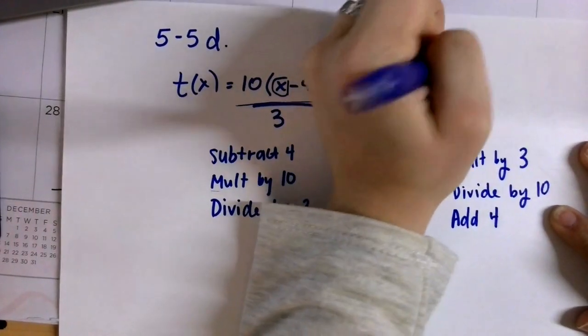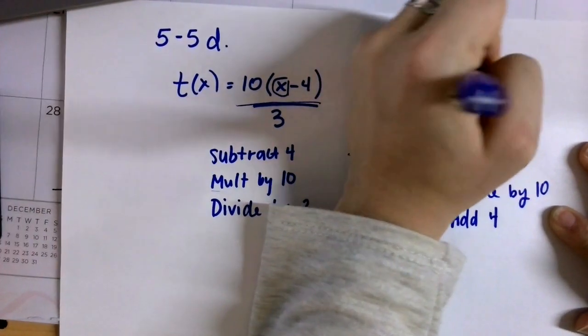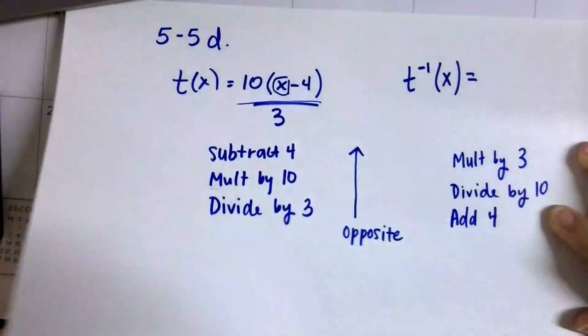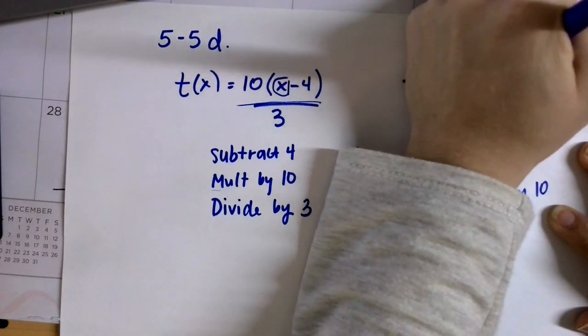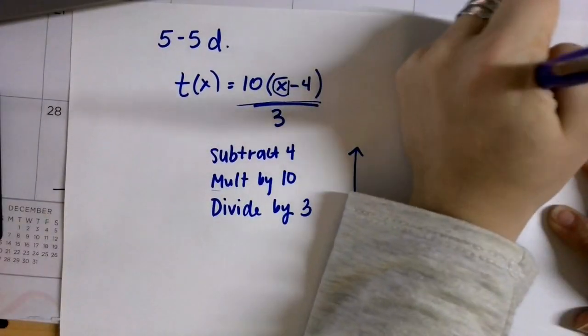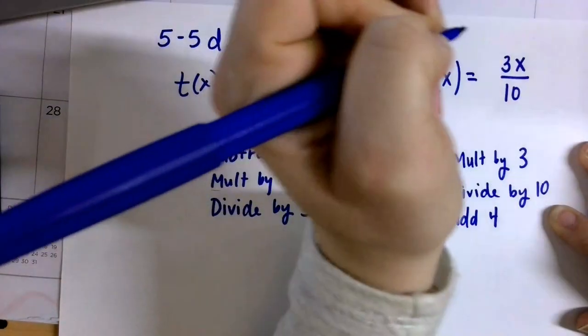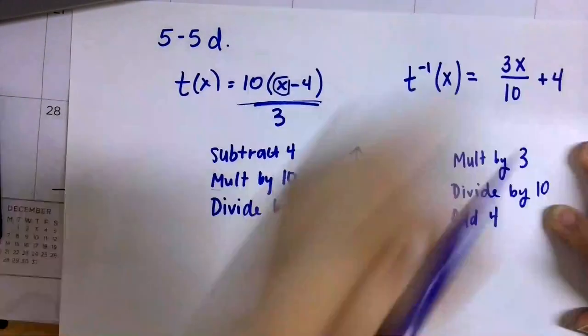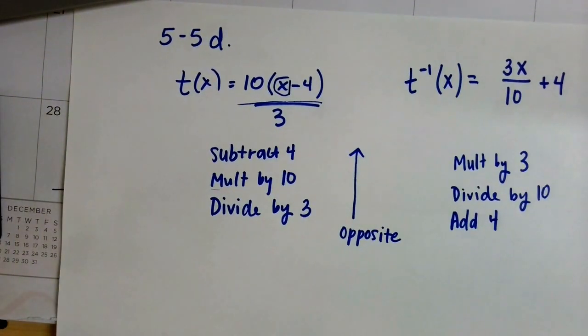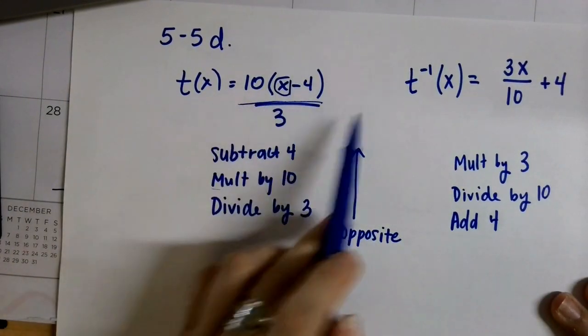So T inverse, make sure you're using your function notation. Okay, I have x being multiplied by 3, divided by 10, plus 4. And a way that I could check to see if this works is by using an example.